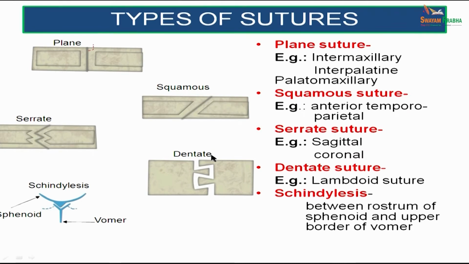Then dentate. From the word dentate we can understand that the adjoining surfaces of the bone are interlocking with tooth-like shaped surfaces. Example, lambdoid suture. The last one, the Schindelicis, is a special suture seen between the rostrum of the sphenoid and the upper border of the bone vomer.